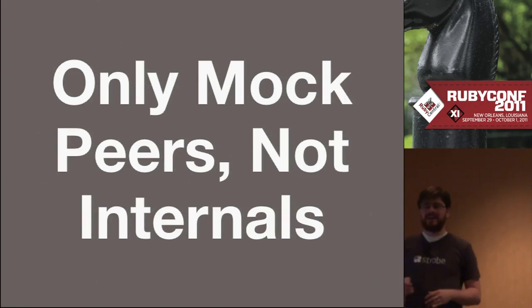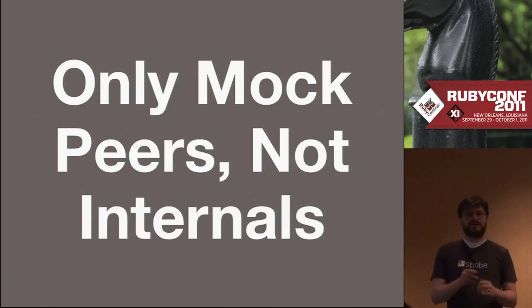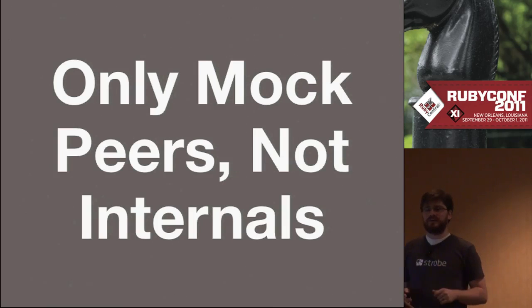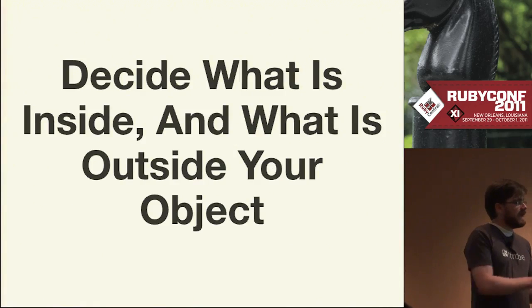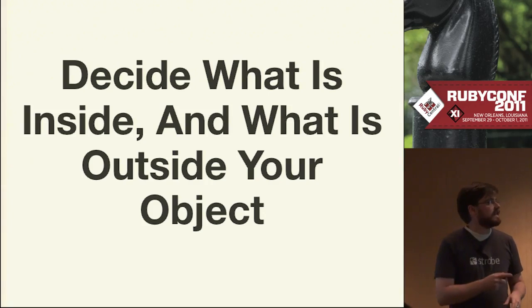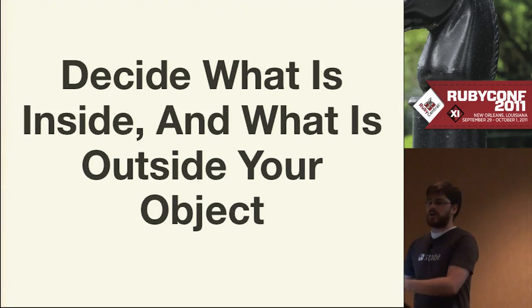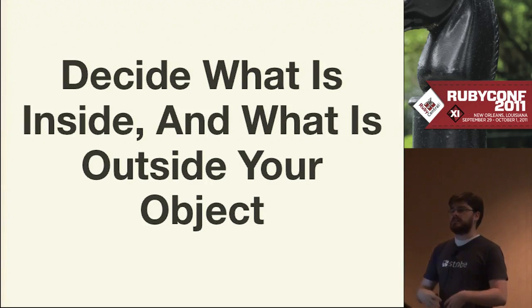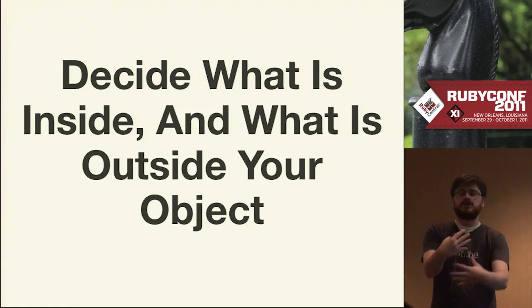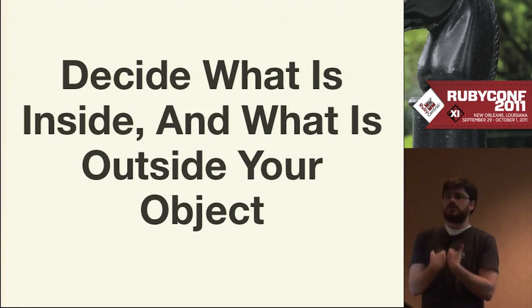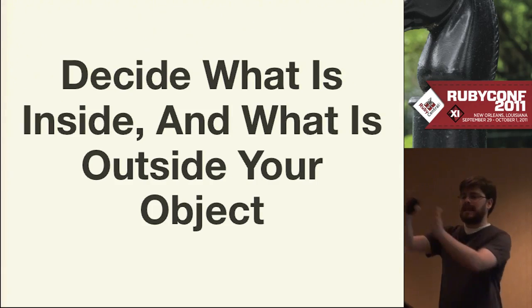Mock peers and not internals. This is another thing that gets people into a lot of trouble. It's something that actually has only begun to be articulated a little more recently. Mock objects have been around, I think, since the 90s. I think that this distinction only came about in the Growing Object-Oriented Software, Guided by Tests book that I talked about. And those are two references. And the basic idea is this. You need to decide what is inside and what is outside of your object. When TDD becomes a design process, you have to ask yourself, does this implementation that I am talking about belong internal to my object or as a collaborator of my object?